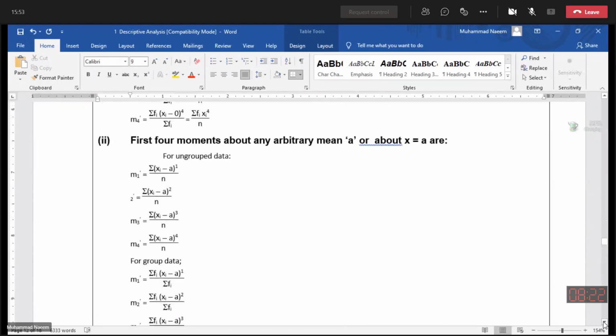And now the first 4 moments about a value a. In this case, the deviations are taken from a value a. Value A is arbitrarily chosen, but usually we consider within the range of our data. A is chosen within the range of our data to get better results.